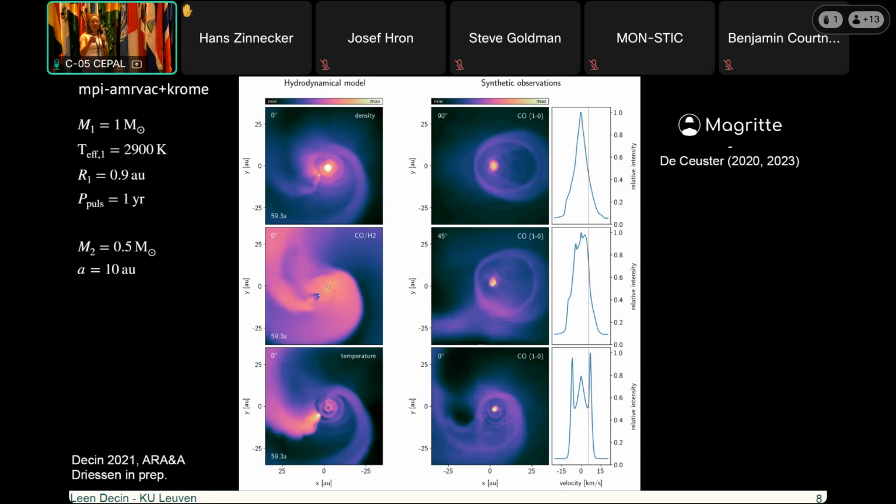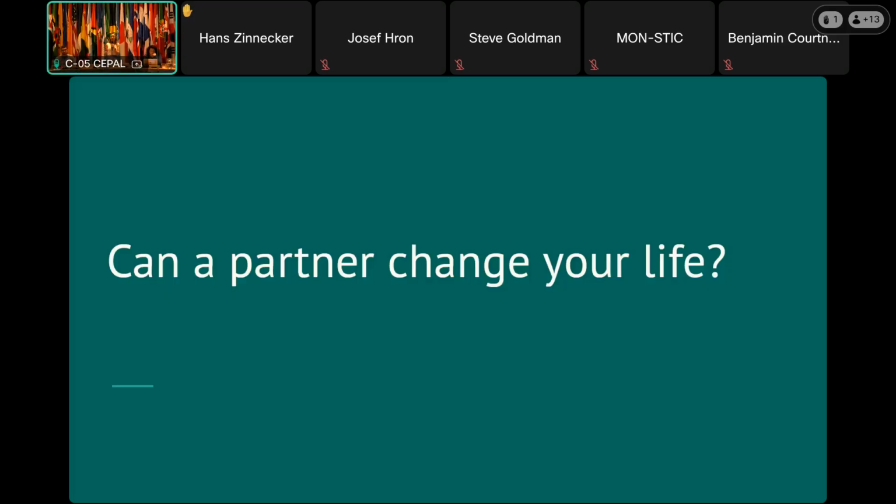This is a grid-based code. It's MPI-AMRVAC. It was then coupled with Chrome. Simulation times are enormous. And we had a star with a pulsation period of a year. And then after that, we were studying what we can see. If you have a pulsation period of a year and an orbit of 10 astronomical units, you can see the pulsation ripples, what a kind of a complex system you have. If you then do the radiative transfer, and you have different inclination angles, from the top to the bottom, you can have all kinds of different morphologies.